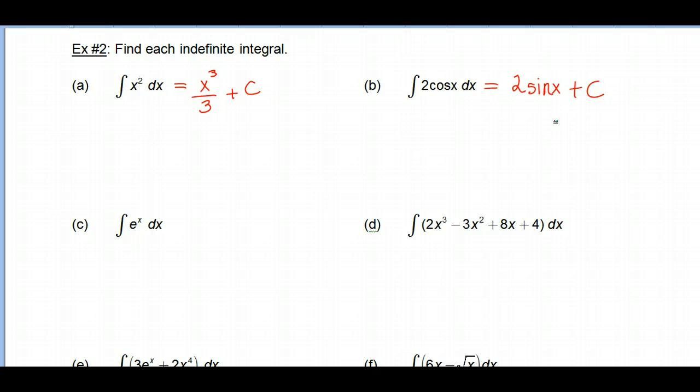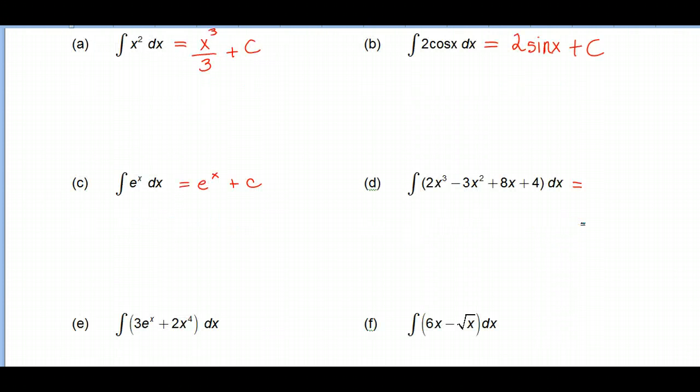Plus c. Don't forget the plus c. e to the x, e to the x. Okay, so now these are all power rules, even the last one. If you look at the 4, think of this as 4x to the 0. So when you have a constant, it ends up being just 4x.